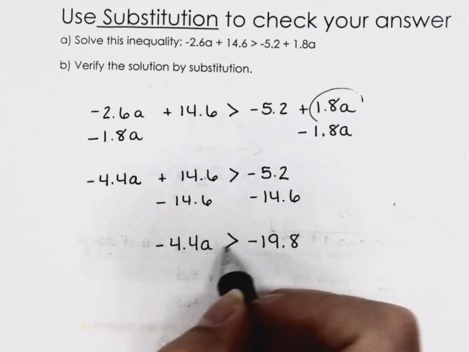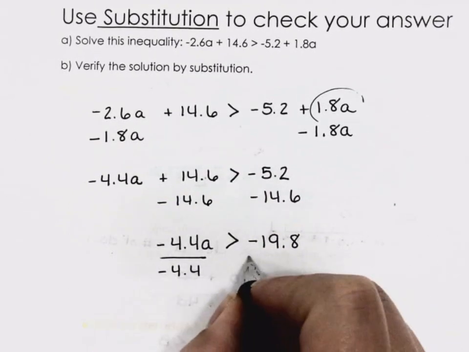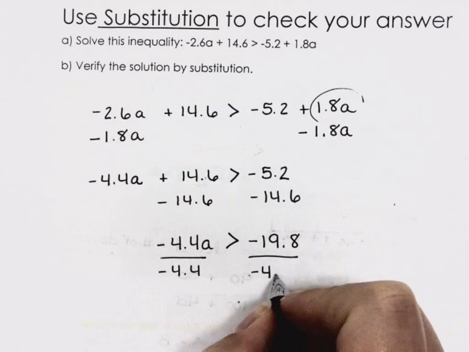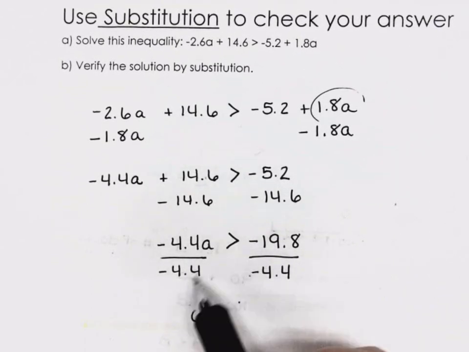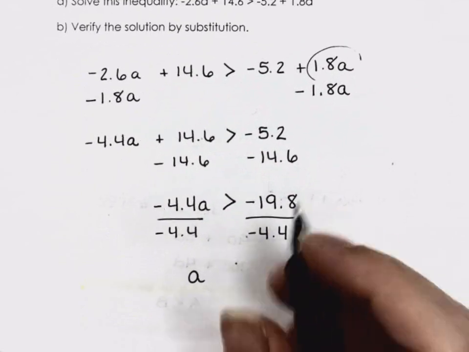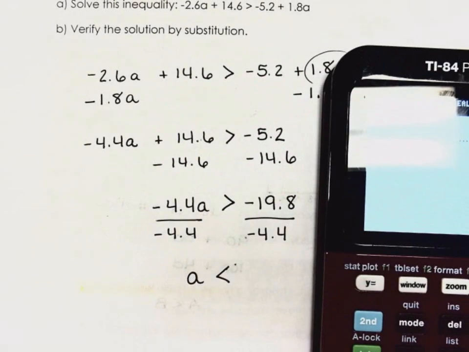I want to get a by itself, so I've got to divide by negative 4.4, divide by negative 4.4. So a is over here. I've divided by a negative, so I've got to switch my inequality, and I'm definitely going to my calculator for this one.